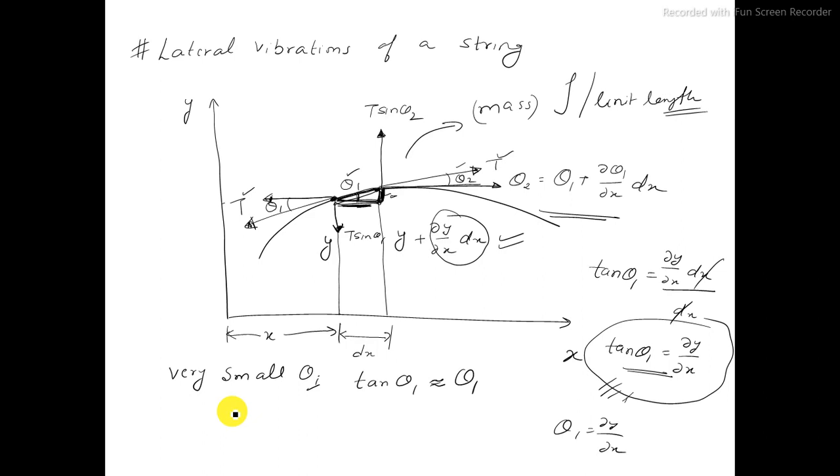We will take some examples where the string is free at both ends, one end is fixed and the other is free, or we can say both ends are fixed. So we will do some numericals for this derivation.